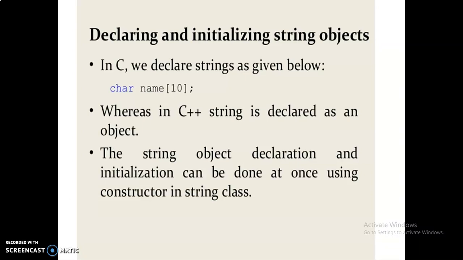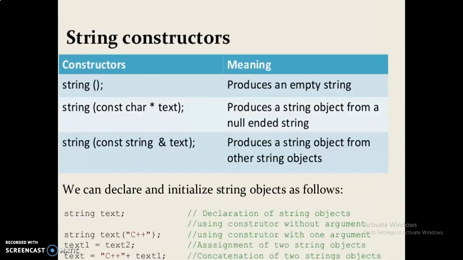In C, we declare strings as below: char, variable name, and the size of the array. Whereas in C++, string is declared as an object. The string object declaration and initialization can be done at once using a constructor in the string class. I repeat this once again. You people watch it clearly. In C, in the above format, you have declared the strings, but in C++, string is declared as an object. As an object, the string object declaration and initialization can be done at once using a constructor in the string class.